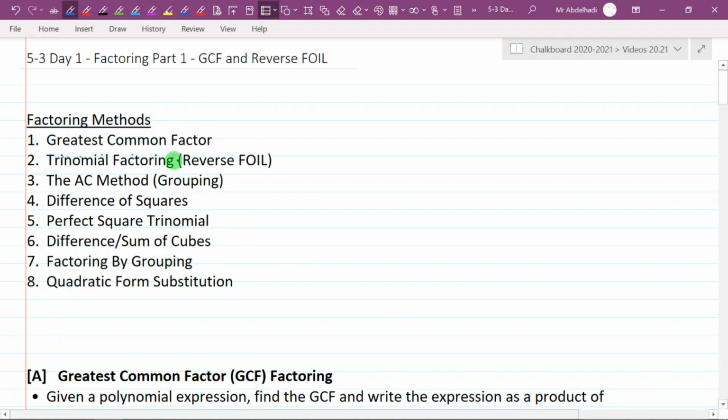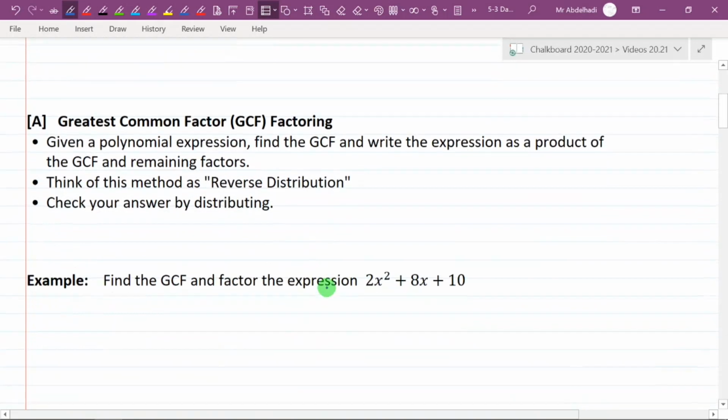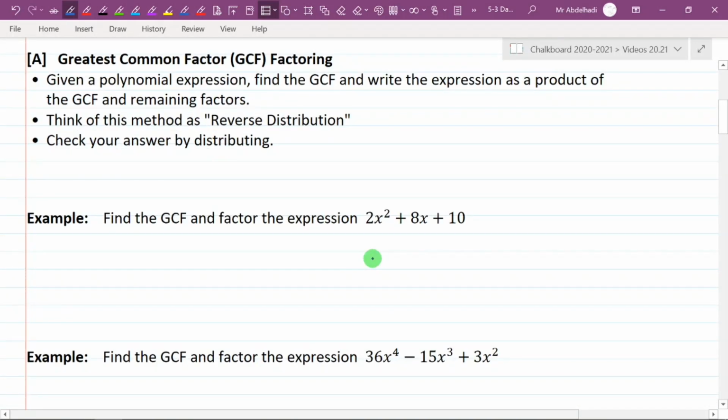Now, the first one's called greatest common factor factoring, GCF factoring. Basically, if you look at an expression, do you see a factor they all have in common? 2x squared plus 8x plus 10. Is there anything you can divide all of them by? And the answer is yeah, 2. So greatest common factor factoring is like undistributing something. If you could pull a 2 out of each one of these, what would you have left? Well, you pull out a 2, and now you have 2 times x squared plus 4x plus 5. So that's factoring out the greatest common factor.